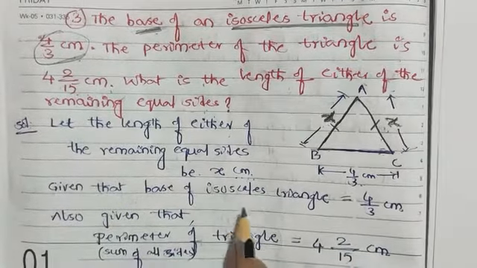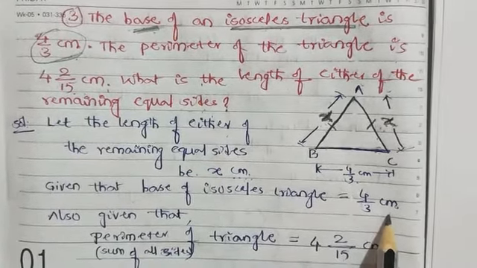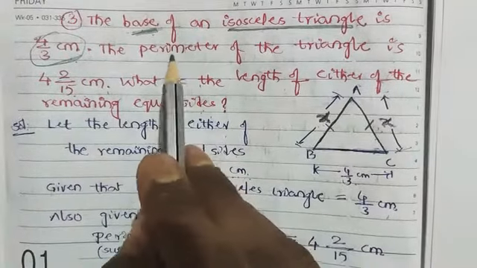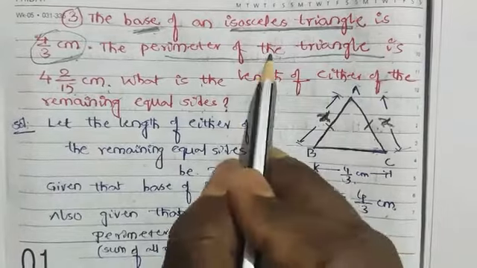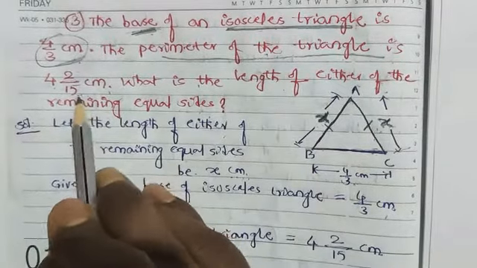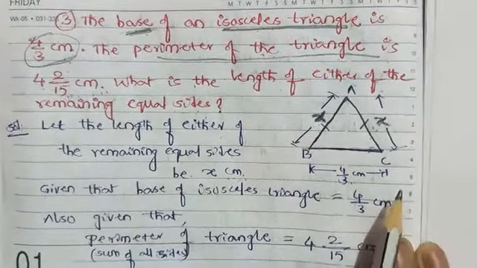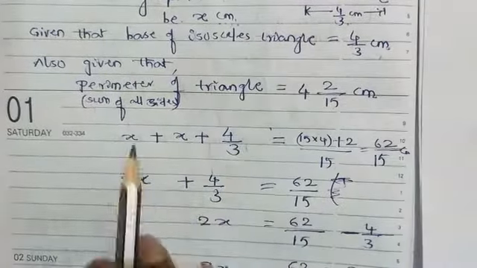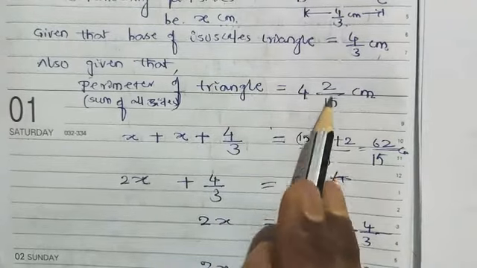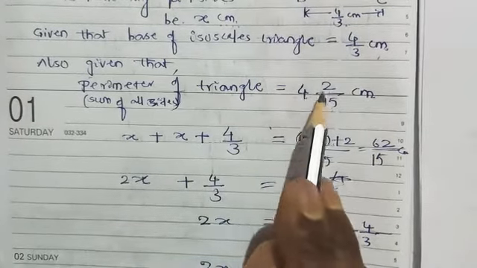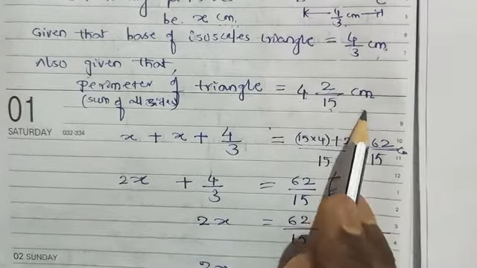Given that the base of the isosceles triangle is equal to 4/3 centimeter. And one more condition is given: the perimeter of the triangle. Which triangle? This isosceles triangle's perimeter is given as 4 2/15 centimeter. So I am writing: also given that the perimeter of the triangle is equal to 4 2/15. A mixed fraction is given, 4 whole 2/15 centimeter.